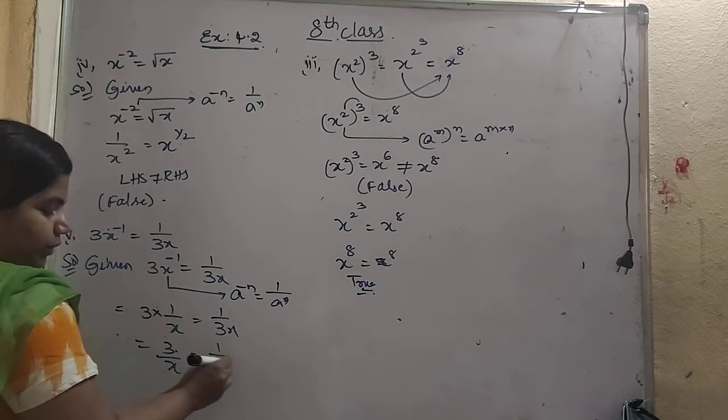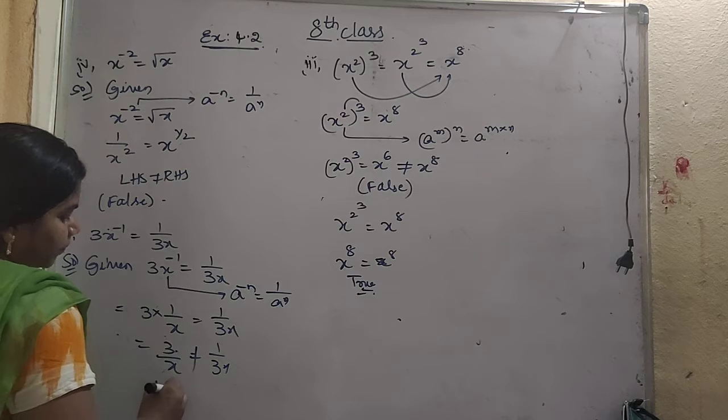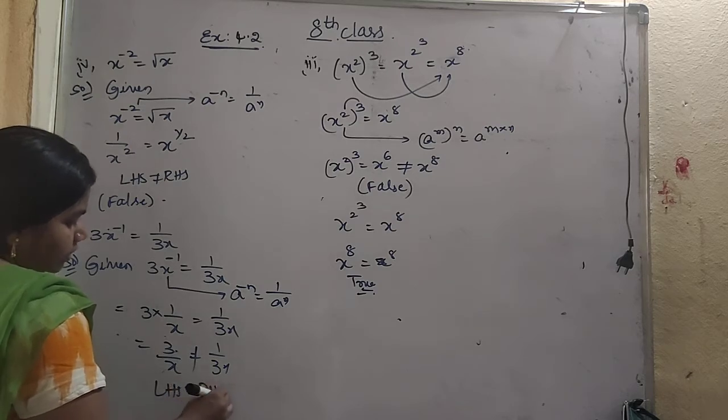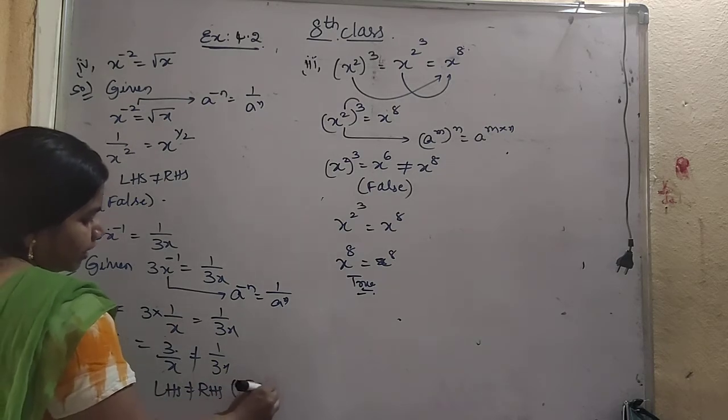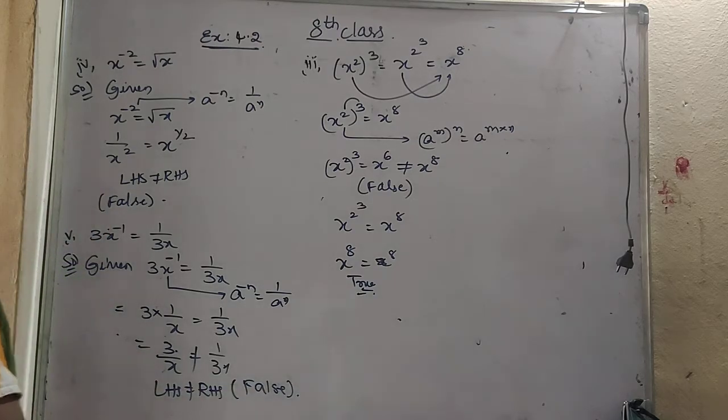Are these two equal to each other? No. So here LHS is not equal to RHS. So that is a false statement. So this is our last bit in this chapter.